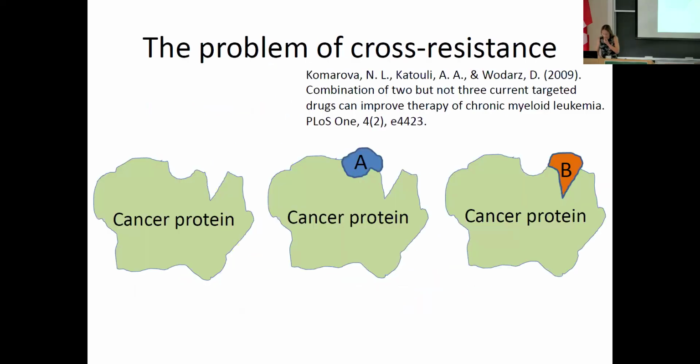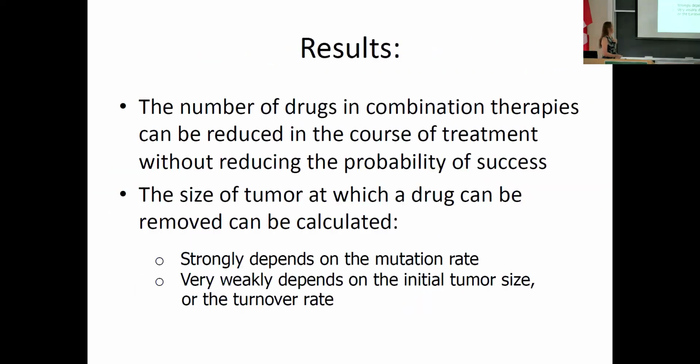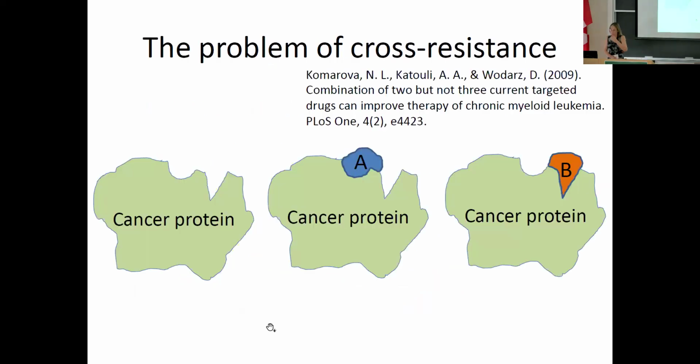Okay, and so in this case, we showed that the strategy that you find strongly depends on the mutation rate, but it's something that you can calculate or find out somehow. And it doesn't depend on the tumor size or turnover rate, which is great. Cross resistance. So that's a huge, question?